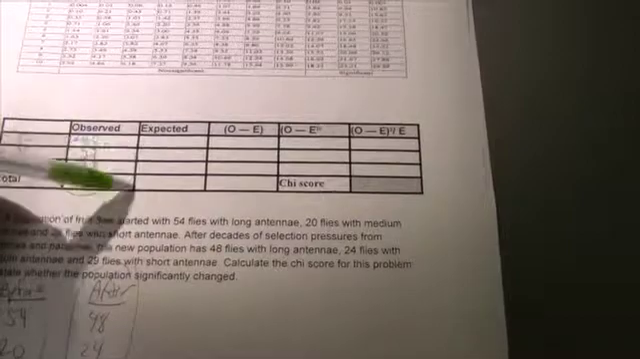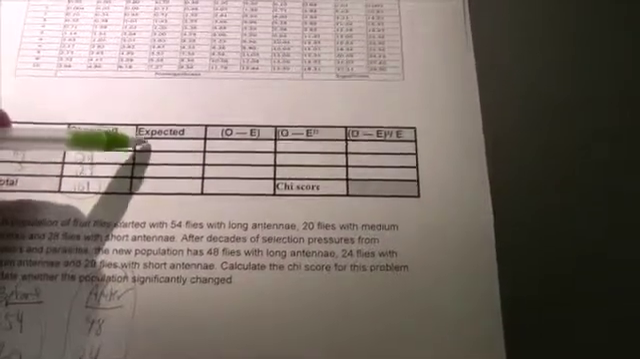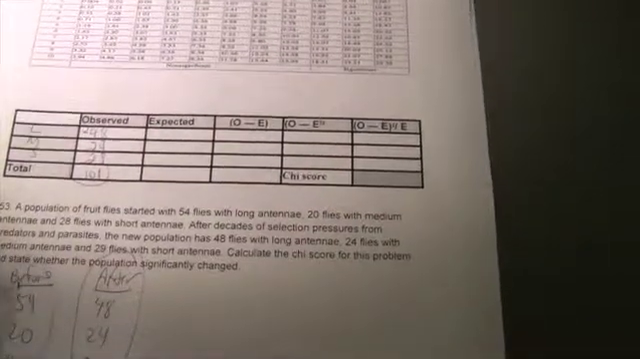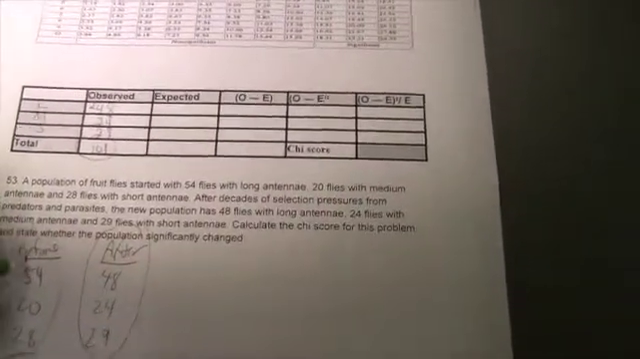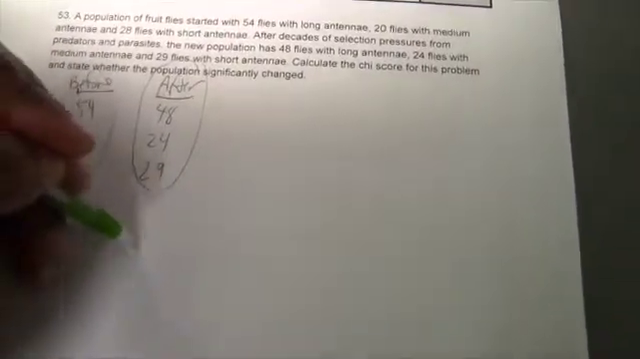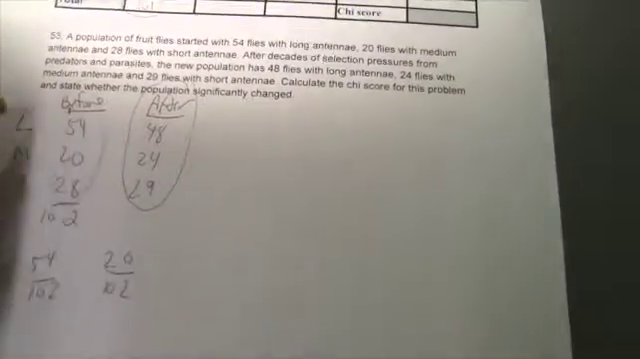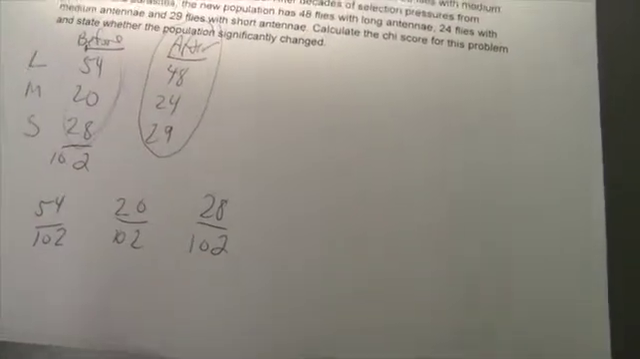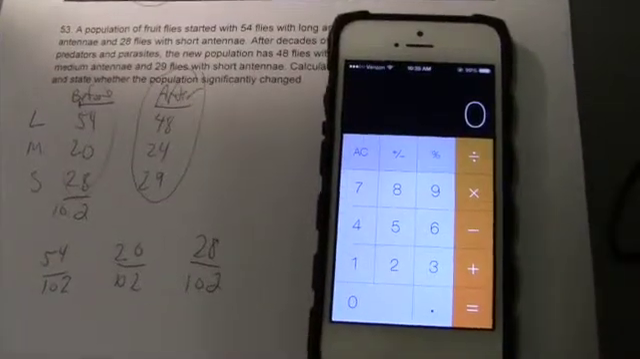So we have to get the same percentage in our expected that we had before, but since it's not the exact same population, we need to account for that. So we expect the same percentage. So we expect 54 out of 102. We expect 20 out of 102. And we expect 28 out of 102. Now we have to convert these into percentages.